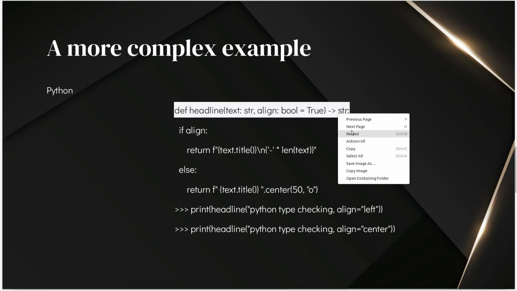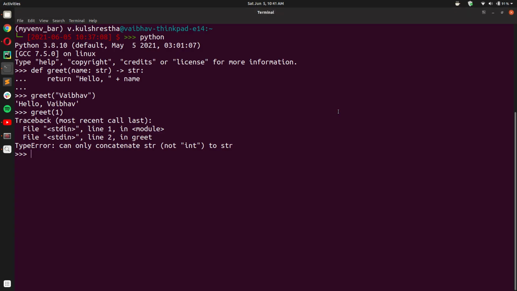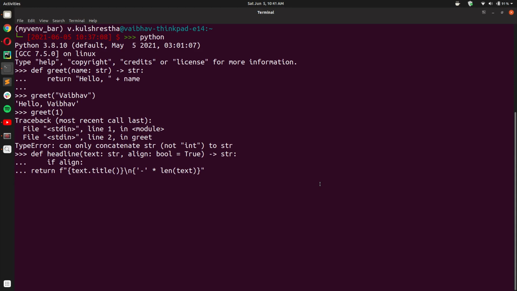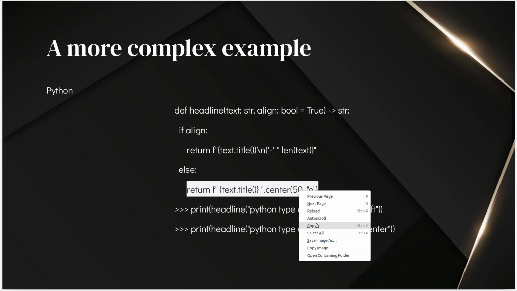Now let's talk about a slightly complex function, the headline function that takes in two arguments, text that it expects to be a string and align that it expects to be a boolean value, true or false, with the default value of true. And lastly, it is also returning a string. Okay, so let us, if align, then you return this statement. Or else if you did not supply the align argument, or if it is false, then you do something else.